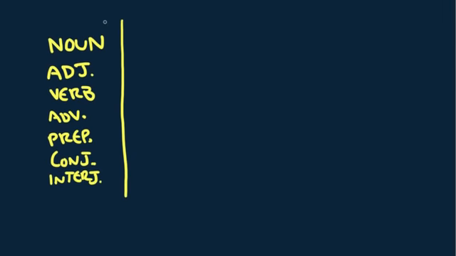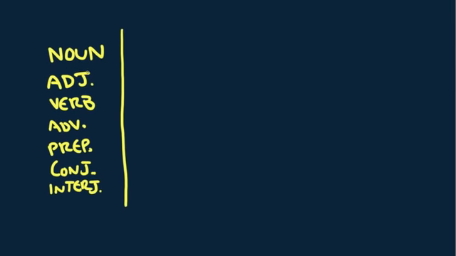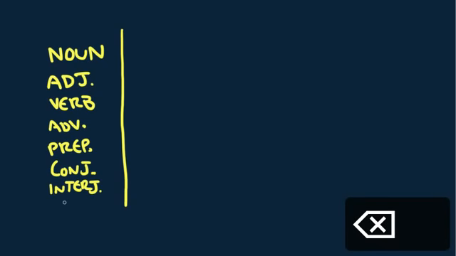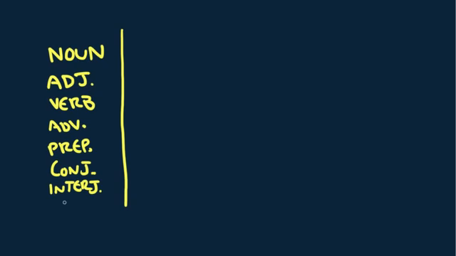So here are the 7 parts of speech. We have nouns, adjectives, verbs, adverbs, prepositions, conjunctions, and interjections. This is going to be a very brief introduction to each one of these. In future videos, I'm going to explain in more detail about each one of them. So look forward to those. So here we go. A noun.